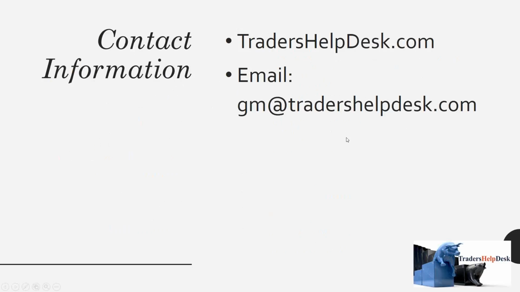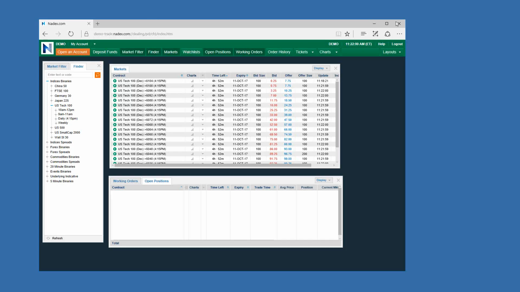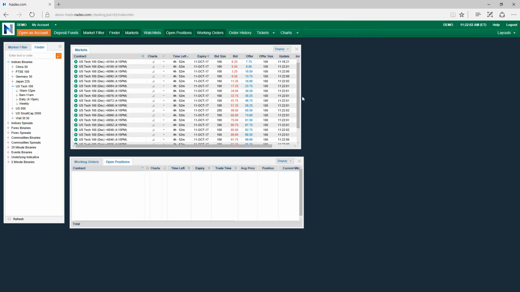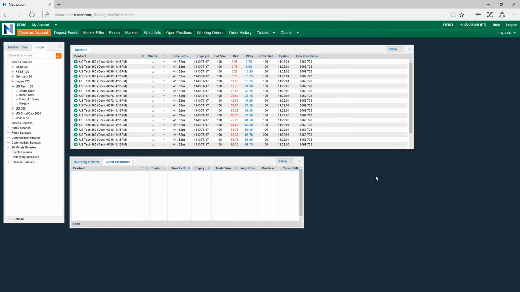Now, we can go and look at some markets. It is moving extremely slow today, but we'll go and see if we can spot something. And I'm not sure what we're going to spot here.